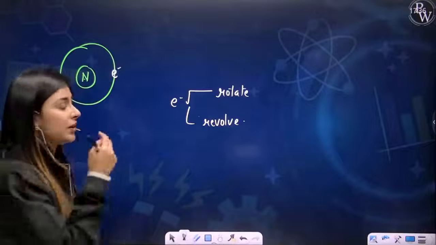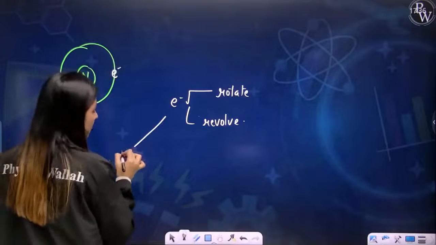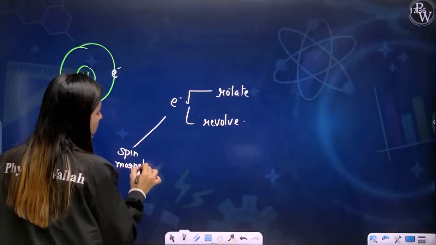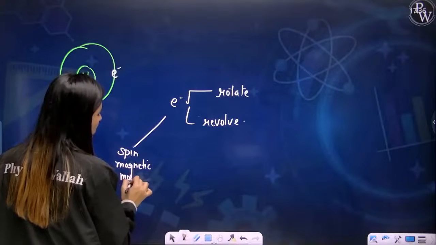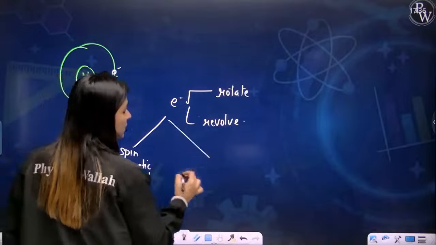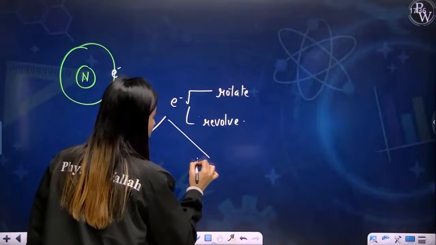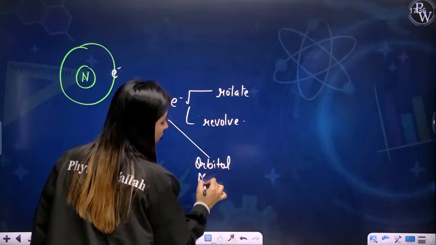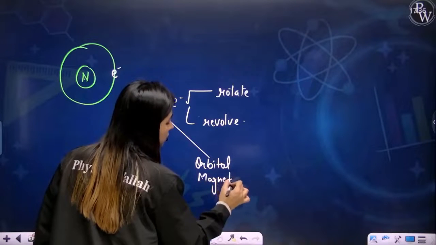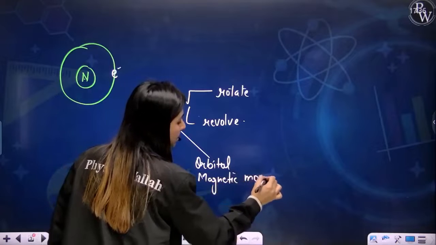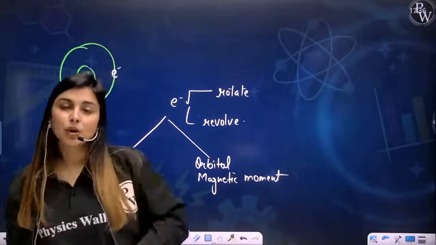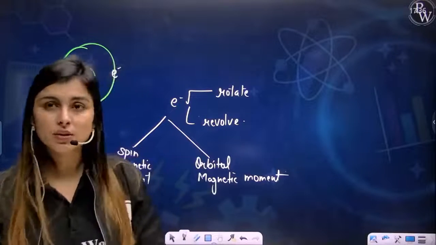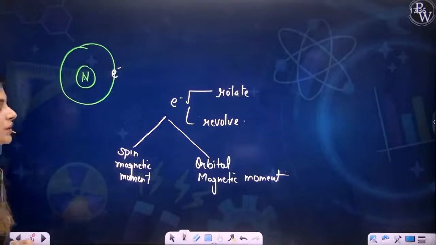Because of these two motions, my dear students, an electron has two different moments. One is spin magnetic moment, and the other is orbital magnetic moment. Okay, because of its spin along the axis and revolving around the nucleus. These are the few things that we need to understand.